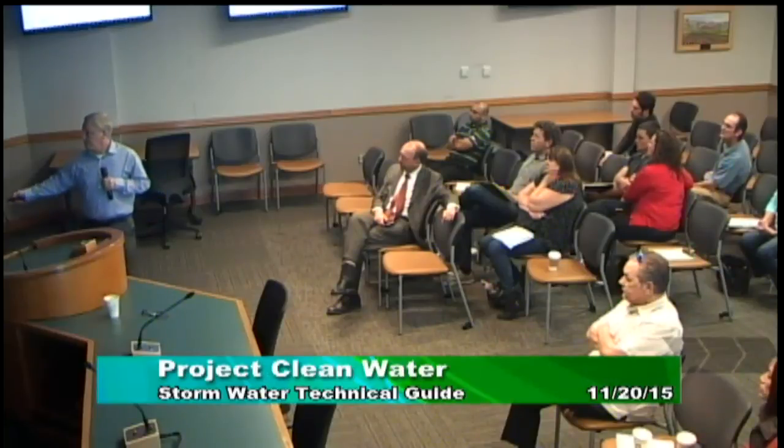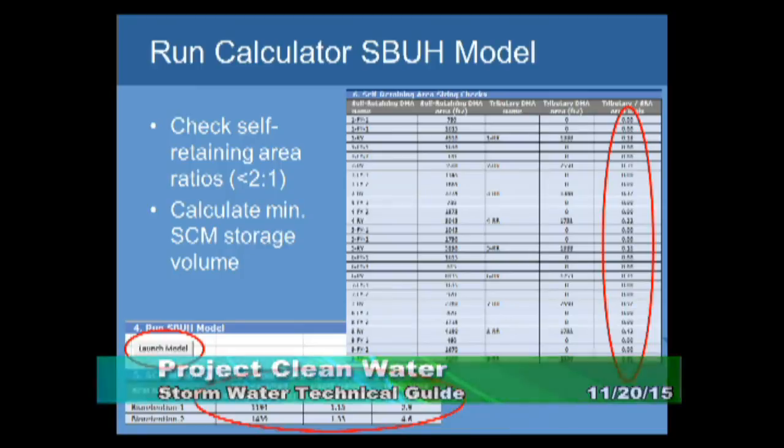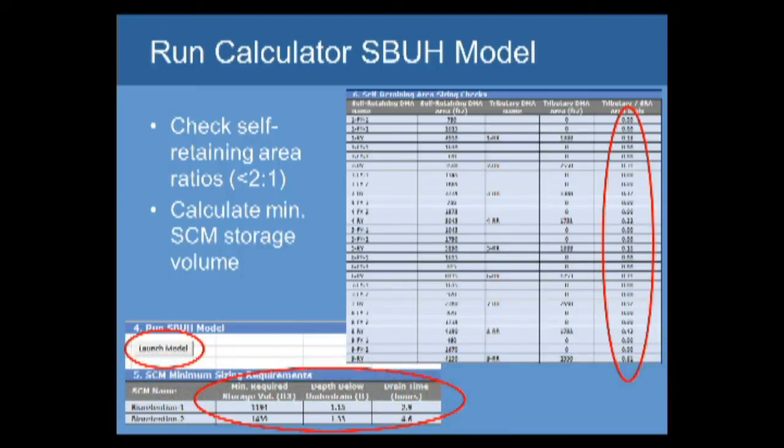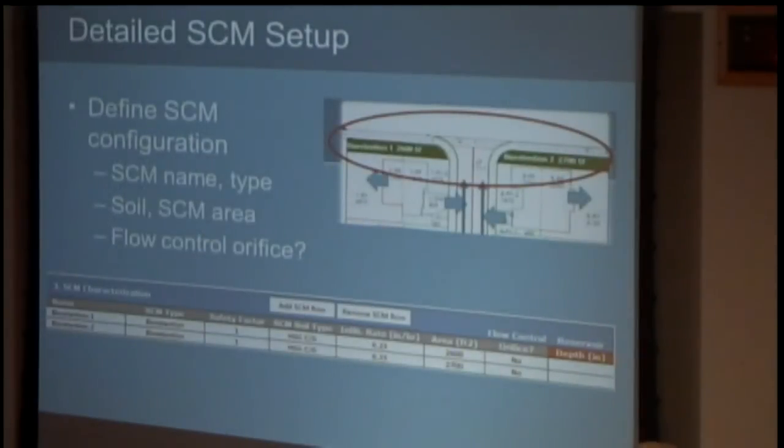Click the launch the model button and the results pop up. The organization of this is a little funny. 4 and 5 are here, where 6 is up here. It just fits on the screen a little bit better. So you launch the model, and what does it tell us? It gives us a depth of water below the underdrain. It gives us a drain time. It gives us a minimum storage requirement for each of those bioretention areas. And it also tells us for the many self-retaining areas included on the project site. I should have noted, actually. Let's skip back for a sec.